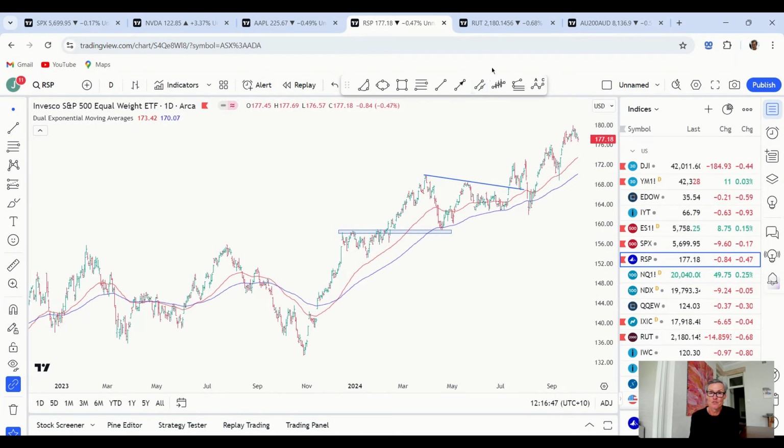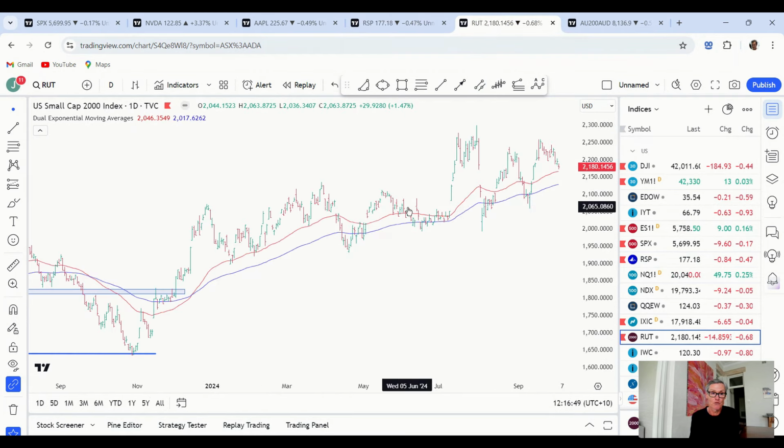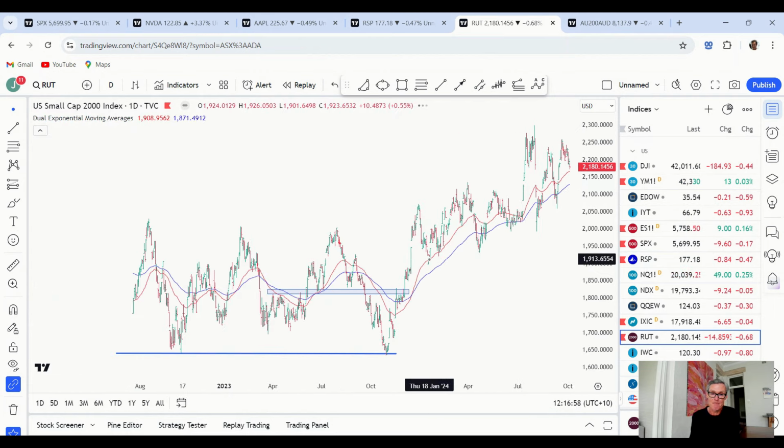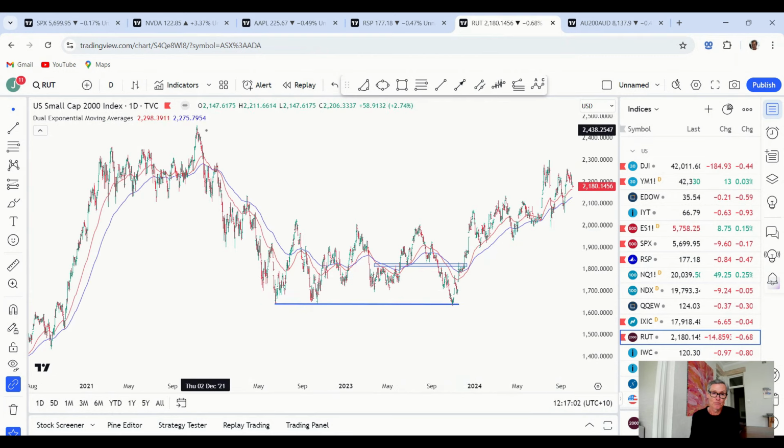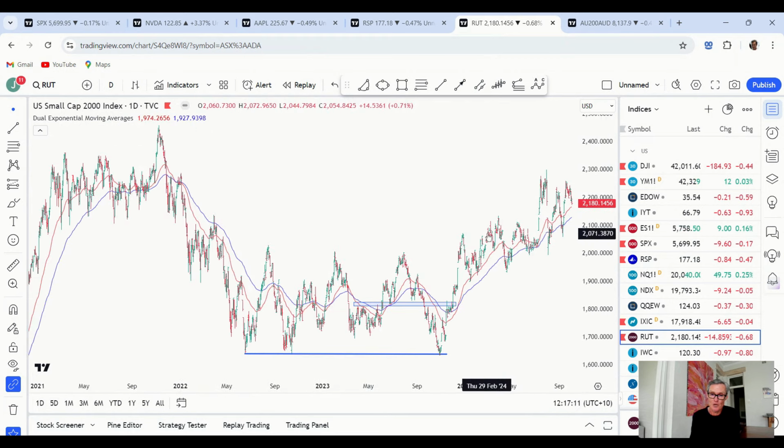Now, just to round this all out, we haven't had a look at the Russell 2000, the small caps index, for a few weeks. And this segment of the market does continue to lag. It's still considerably below the 2021 all-time high. So it is still lagging, but the overall chart structure, I think, remains positive.